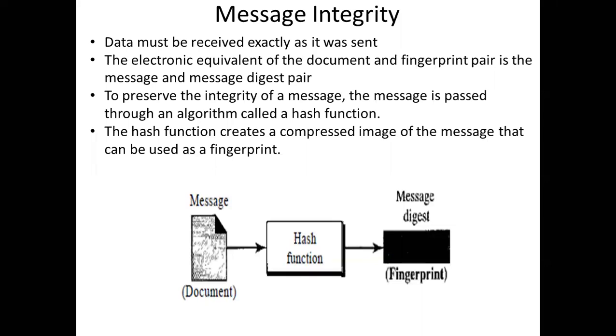The electronic equivalent of a document and a fingerprint pair is nothing but a message and a message digest pair. That is, in general, in our society, we make a document, we have some papers, we put our fingerprint and make it integral. But when we are transmitting the data digitally, we can't have a fingerprint on that. So what we do is we try to create the original message, which is nothing but the document, and a message digest. A message digest is something that is generated by applying an algorithm or maybe a function. So we are going to create the original message and its digest. Together, the message and the message digest will preserve the integrity of the message.